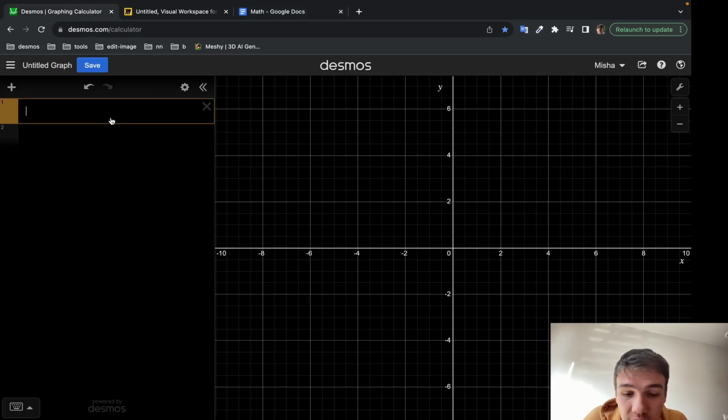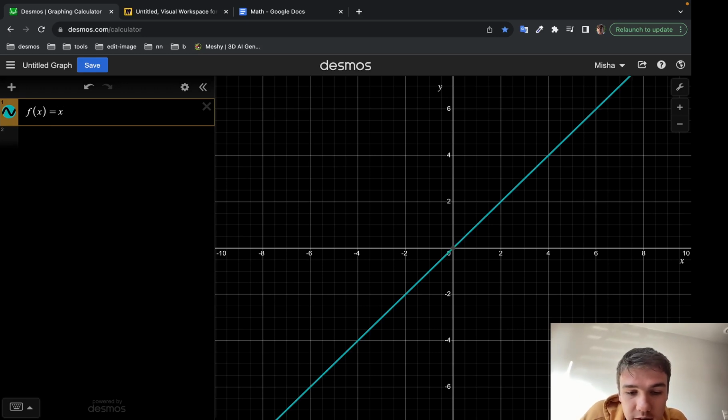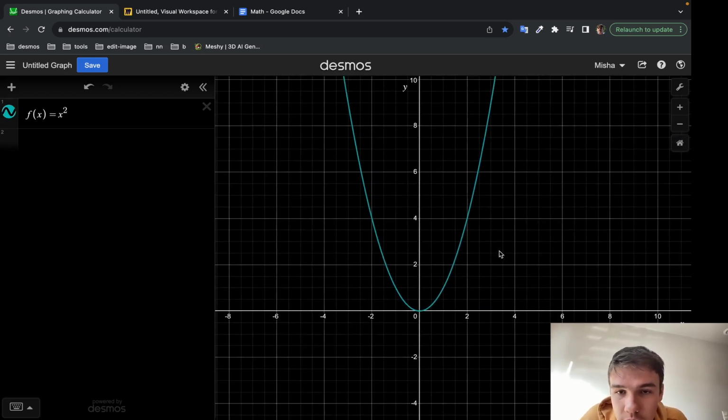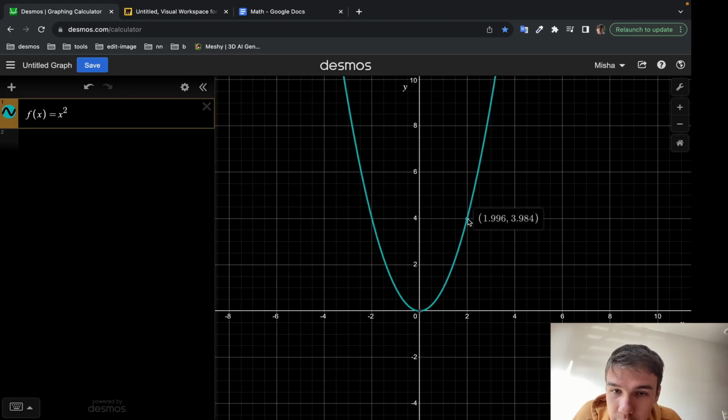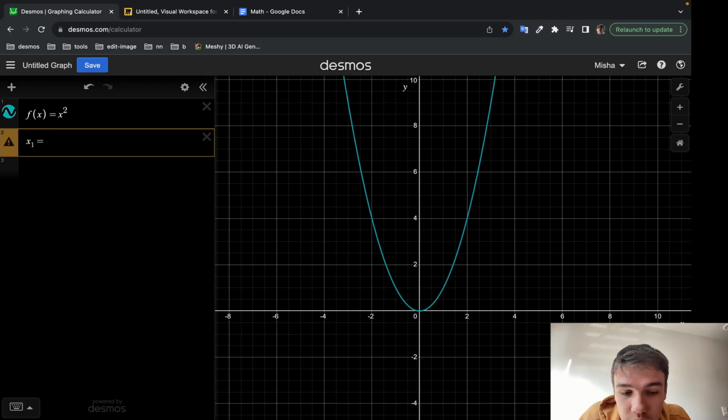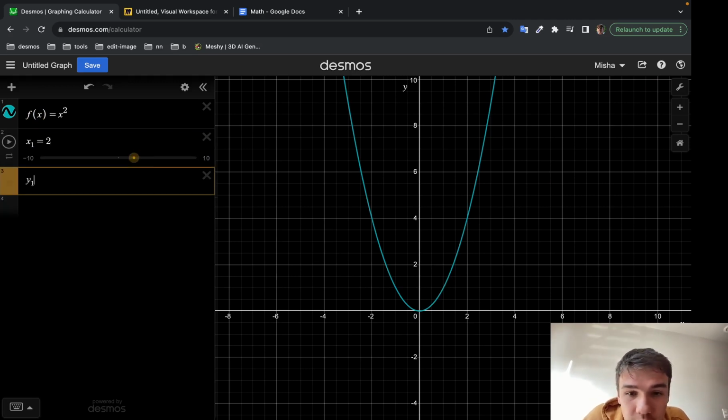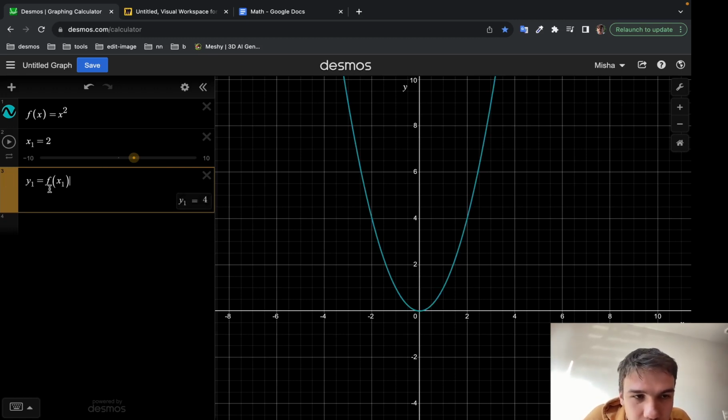Let's now create some functions. At first, I want to create the parabolic function. It's going to be x raised to the power of 2. So this is the parabolic function, right? Then I'm going to plot the point at x equal to 2, and according to f of x, we will get the corresponding value. So I'm going to say x1 is equal to 2, and then y1 is equal to f of x1. So now we got our f of x1, which is obviously 4, because 2 to the power of 2 is 4.